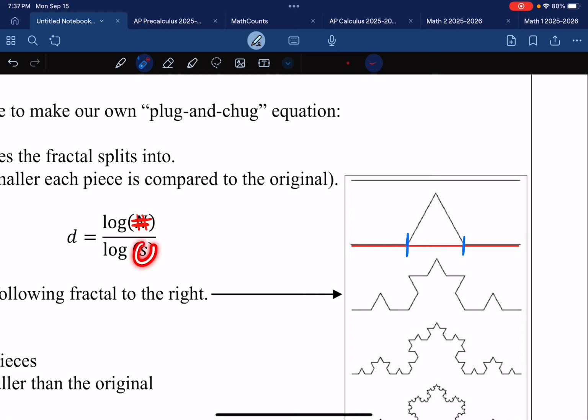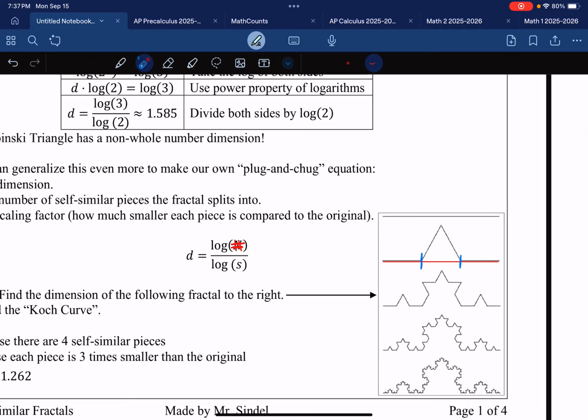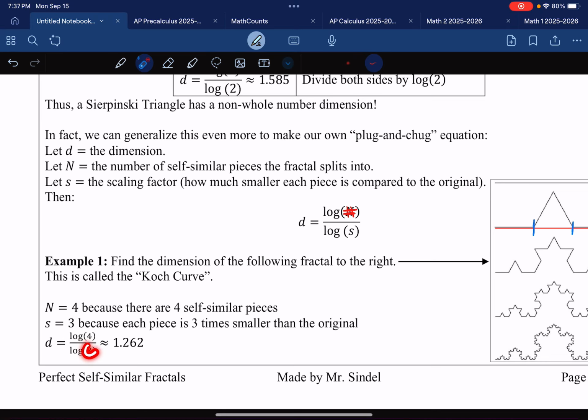Therefore, you can say that the scale factor is 1/3, or you really take the reciprocal and say it's a reduced factor of 3. So you come down here and say that this is log of 3. And therefore, the dimension of this Koch curve is log of 4 divided by log of 3, which is 1.262.